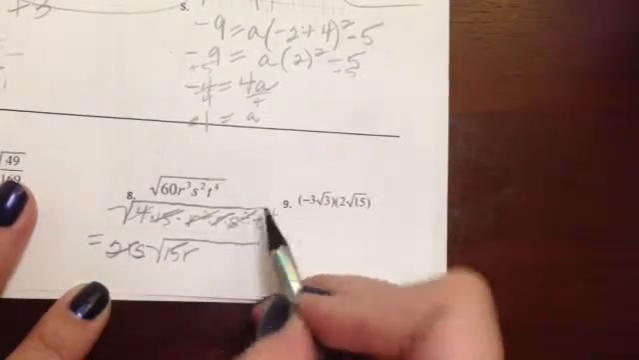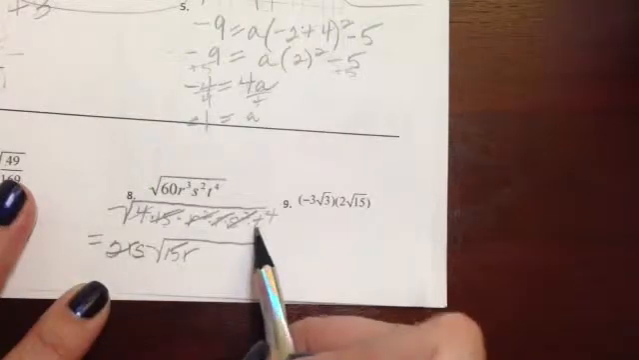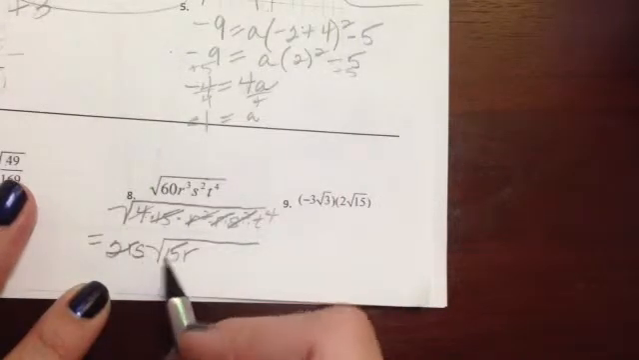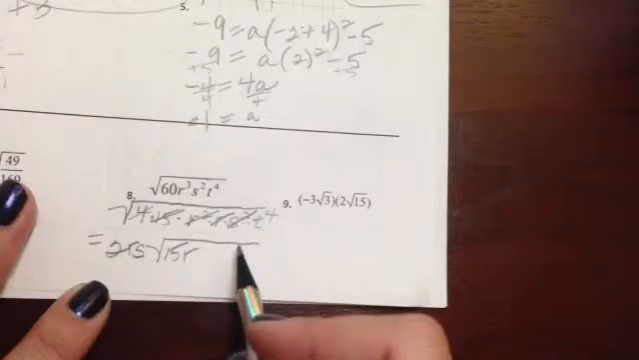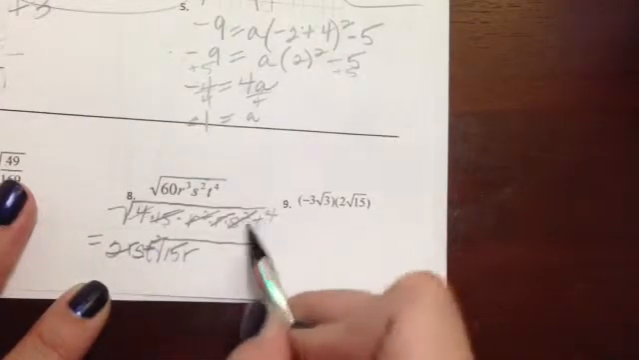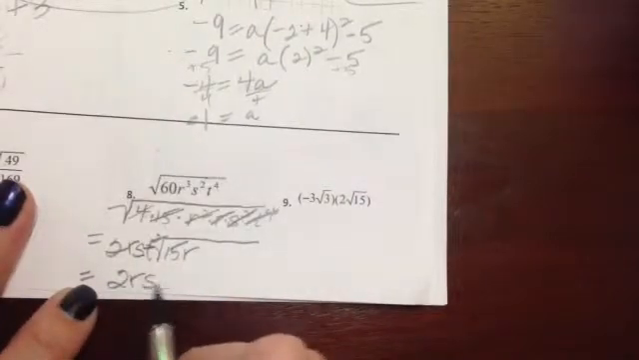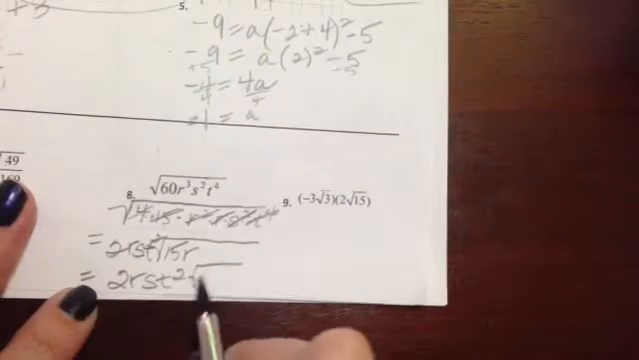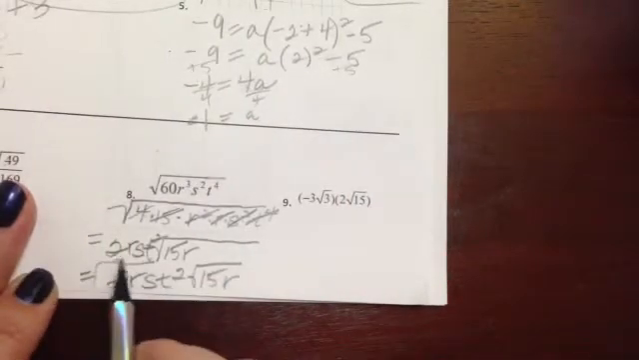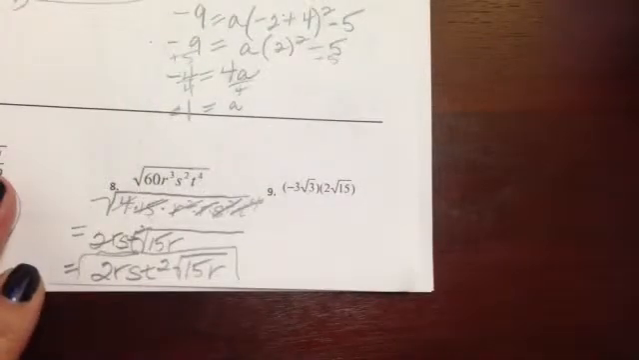I'm going to take the square root of t to the fourth out as t squared, because t squared times t squared is t to the 2 plus 2, or 4. So this is going to be t squared, and that came out. Now, my expression looks really silly because I squished everything up right there. But I can clean it up. 2rst squared radical 15r.